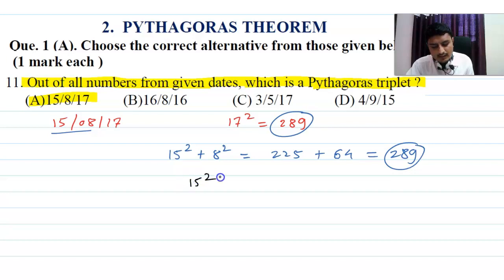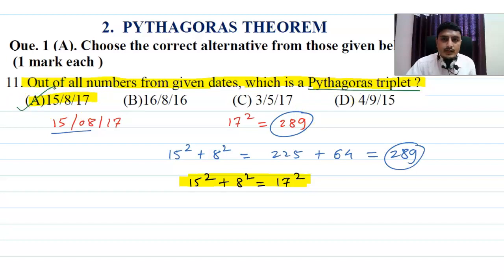That means 15 square plus 8 square is equal to 17 square. So the given three numbers 15, 8 and 17 satisfy the Pythagoras theorem. That means they are a Pythagoras triplet. So our correct choice is choice code A. You may verify choice code B, choice code C and choice code D here.